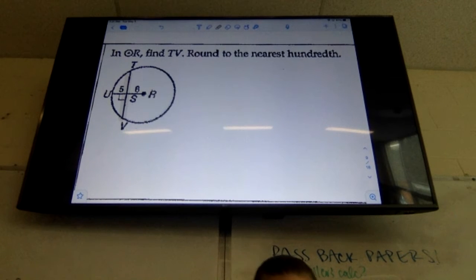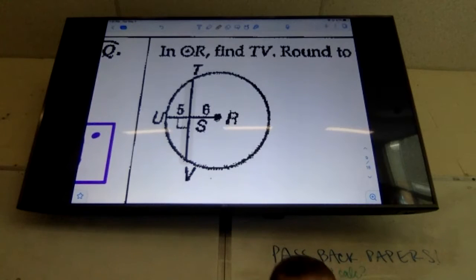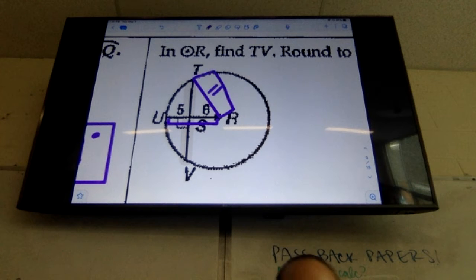All right, we're going to do something that might kind of blow your minds a little bit. I'm going to draw another line that's not in here. I'm going to draw this line right here from T to R. 11. Why is it 11? Because it's 5 on that side, 6 on the other side. 5 plus 6 is the radius. So if I draw another radius from T to R, that means that is also 5 plus 6, which is 11.